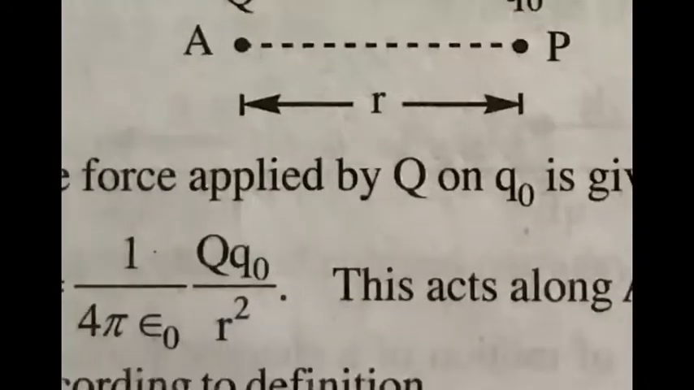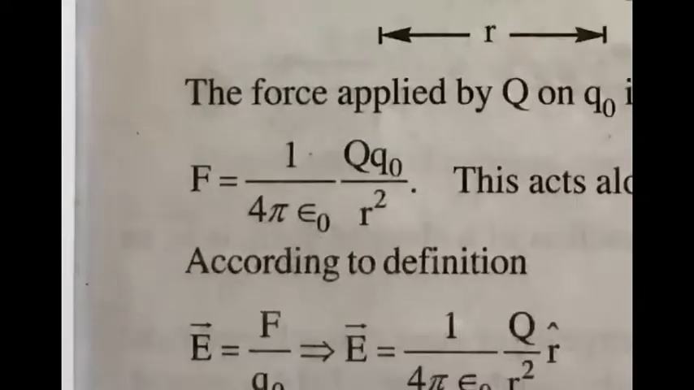Then to find the electric field intensity at point B, what do we have to place? A test charge Q0 is placed. The test charge is always positive, which is placed there at a distance of r. Then what is the force acting on Q0 due to capital Q? That we know already: F equal to 1 by 4 pi epsilon naught, capital Q small q0 by r square. This acts along the line joining the two charges.